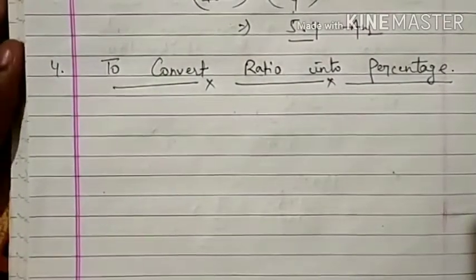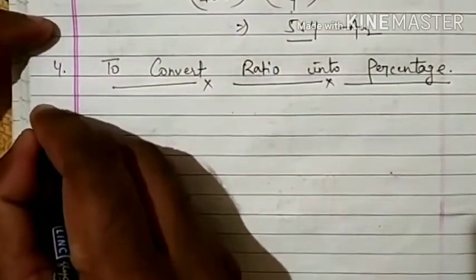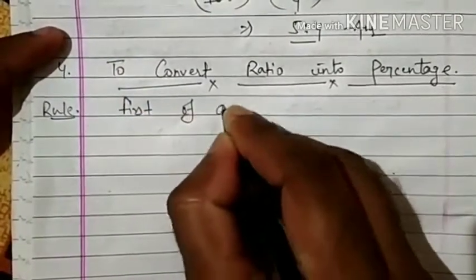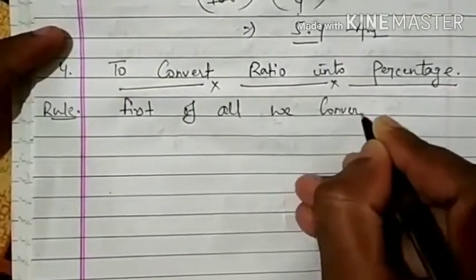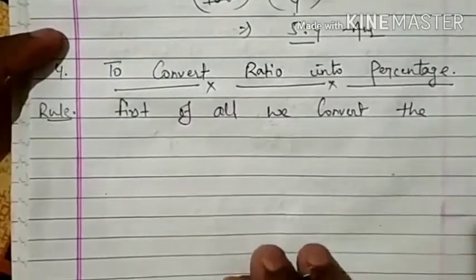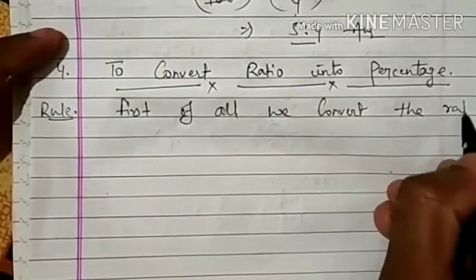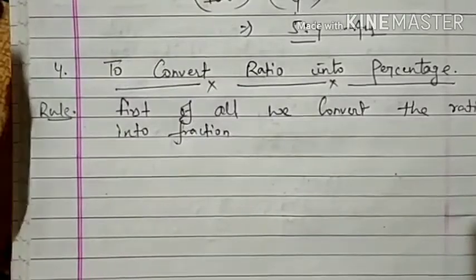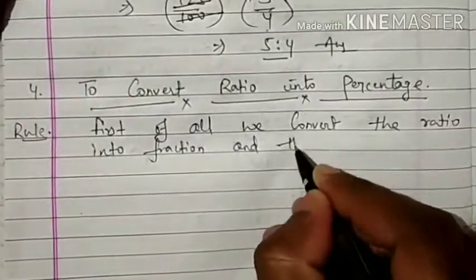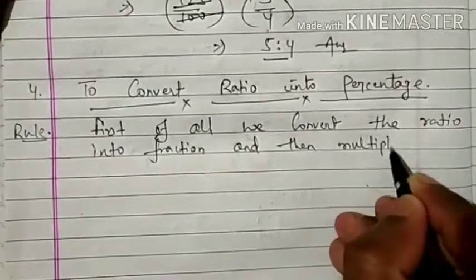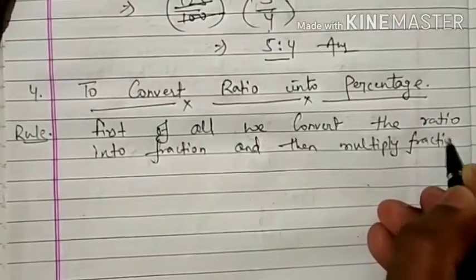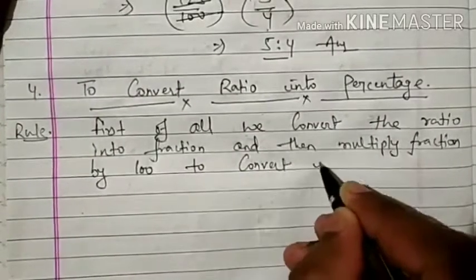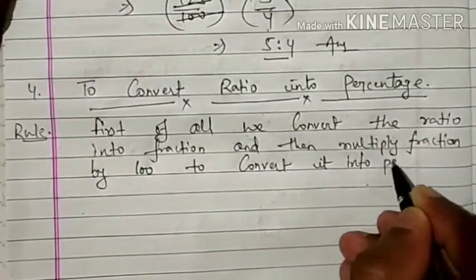Okay, to convert ratio into percentage, step or rule: first of all, we convert the ratio into fraction, and then multiply the fraction by 100 to convert it into percentage.